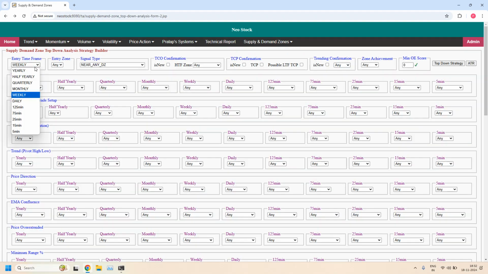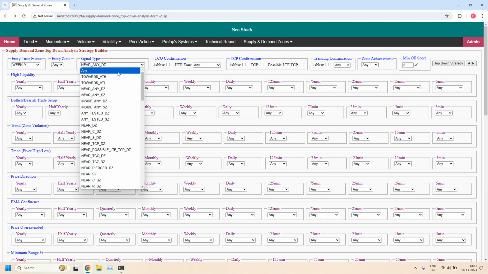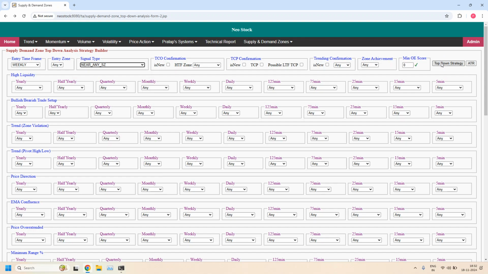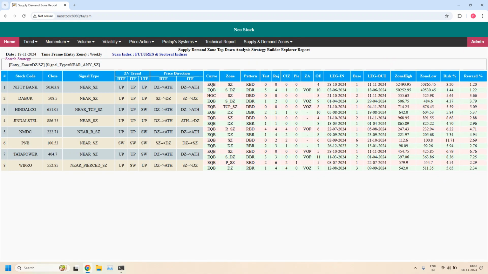Next, weekly time frame. Stocks near weekly supply zone. We got 8 stocks.